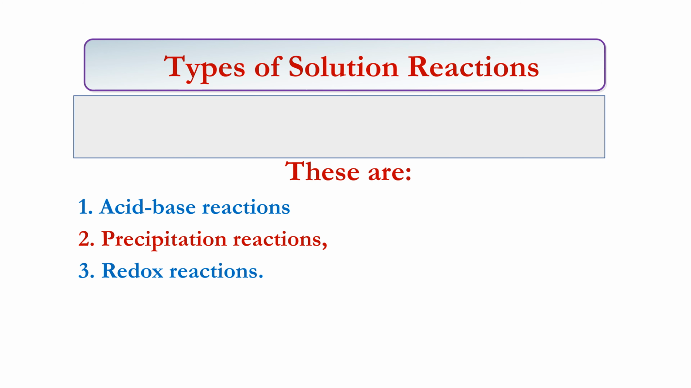We start with types of solution reactions. There are three main types of reactions that occur in aqueous solutions. These are acid-base reactions, precipitation reactions, and redox reactions. We have already looked at acid-base reactions, which are simply reactions between acids and bases to form salt and water only. So today we will look at precipitation reactions.